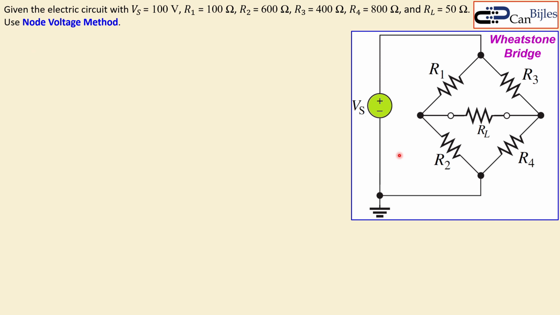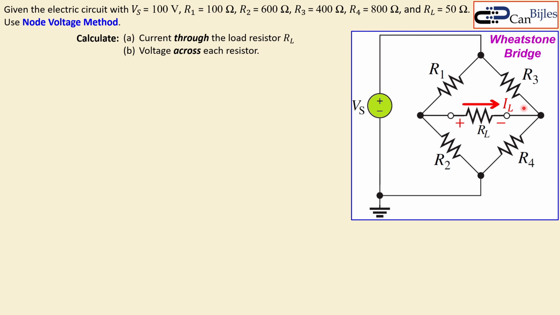We have this circuit given here and it has one voltage source Vs, 5 resistors R1, R2, R3, R4, and also the load here. Now we need to use the node voltage method to calculate the current through the load resistor RL and also the voltage across each resistor, so 5 of them. Now this is called a Wheatstone bridge. It can be used for measuring, let's say, something which has some strain, and that is an application of this circuit.